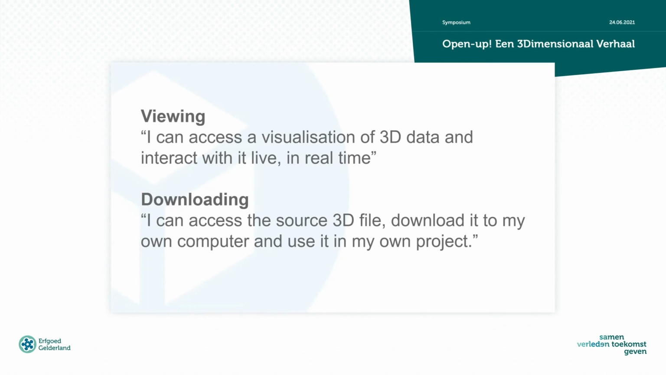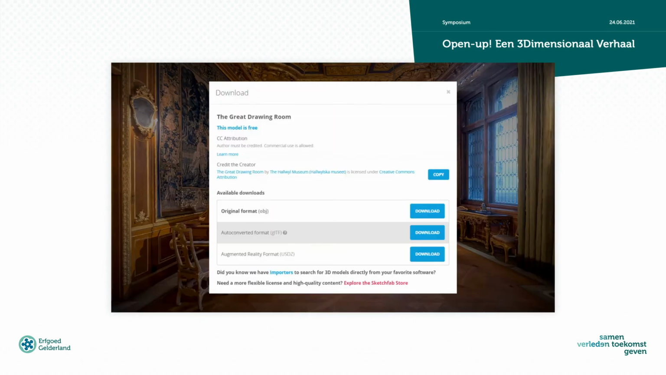Next, I want to talk about open access. So there's a difference between publishing a 3D model for viewing, so I can access a visualization of 3D data and interact with it live in real time, and then publishing your 3D data for download, so to give people access to the source 3D file so they can download it to their computer and use it in their own project. On Sketchfab, when you click the download button under any model that a user has chosen to make downloadable, you have the different options for different file formats.